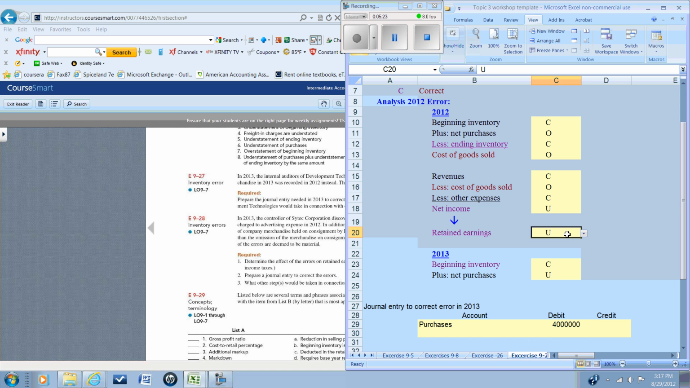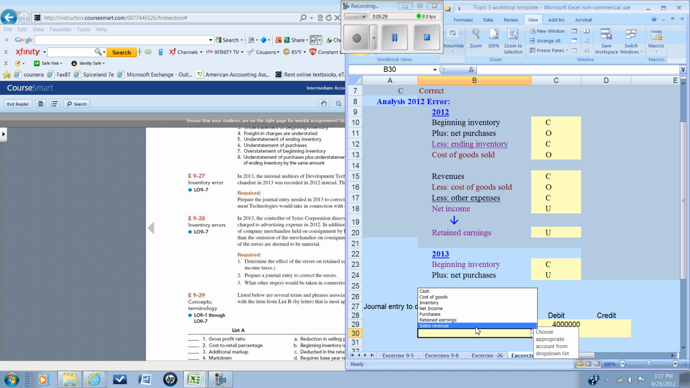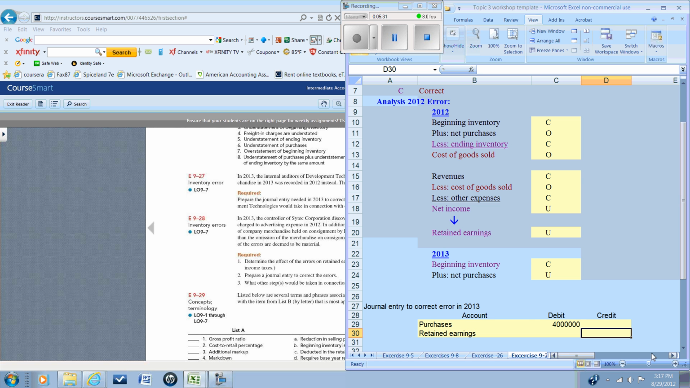What we need to do is address the understatement of retained earnings. We need to raise retained earnings, our equity account, through an equal credit of $4 million.